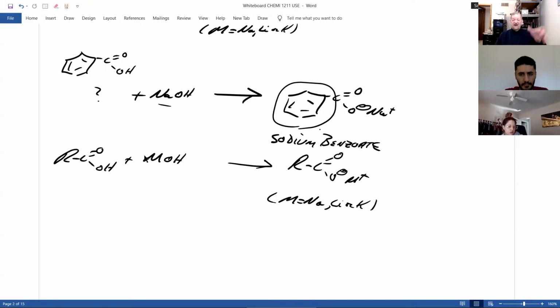If you look at a can of pop or a bottle of pop and look near the end of the label, you will see sodium benzoate. And sodium benzoate is a preservative used for pop.